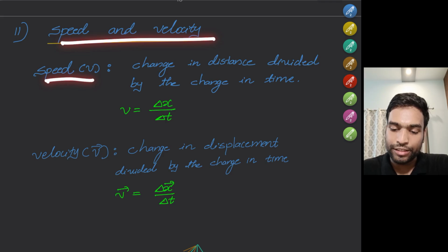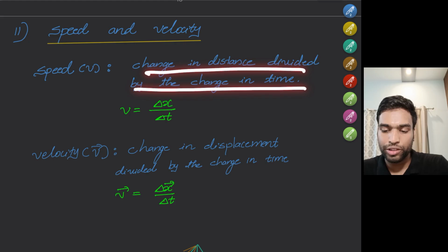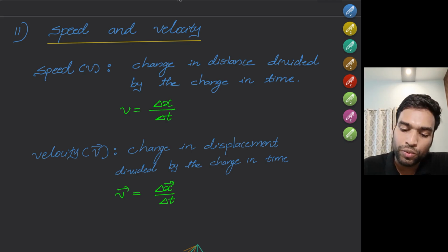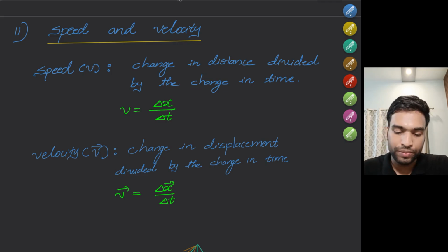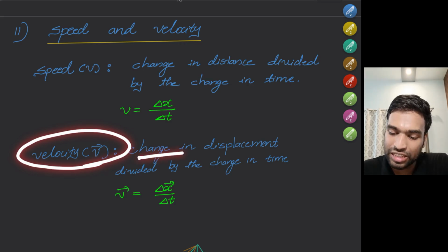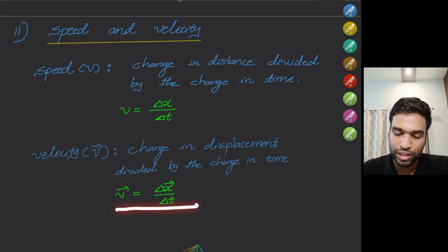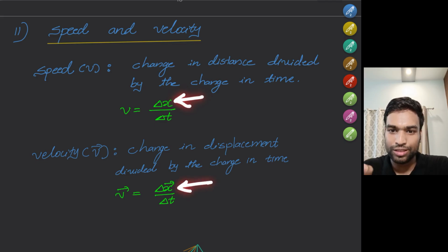Speed is the change in distance divided by the change in time, or distance covered per second. Okay, so we can write v equal to delta x divided by delta t. I will explain in detail. So velocity, v vector, is the change in displacement divided by the change in time. So v vector is equal to delta x vector divided by delta t. Remember, delta x is distance and delta x vector is displacement.